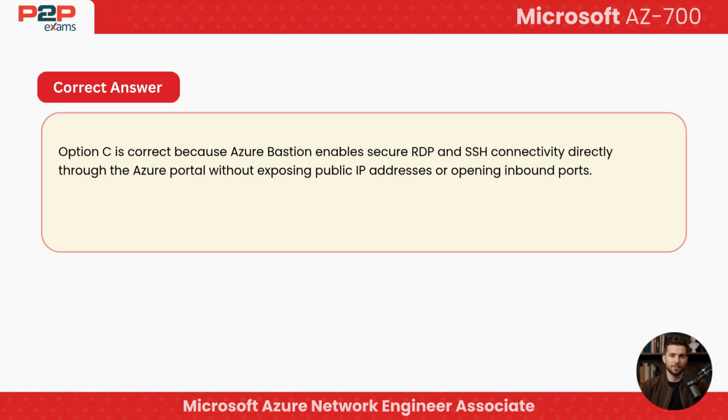Option C is correct because Azure Bastion enables secure RDP and SSH connectivity directly through the Azure portal without exposing public IP addresses or opening inbound ports.